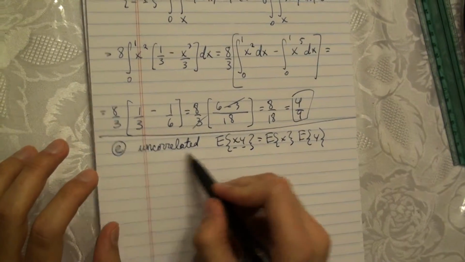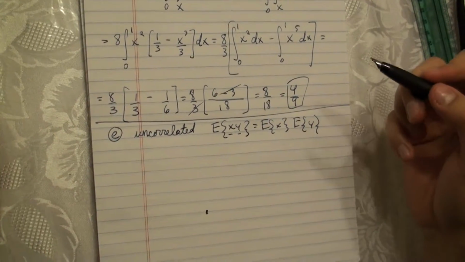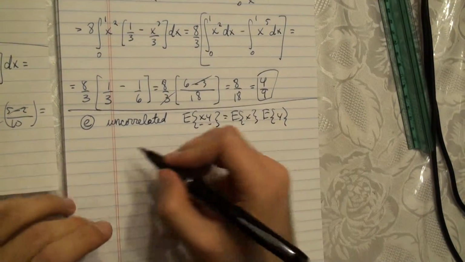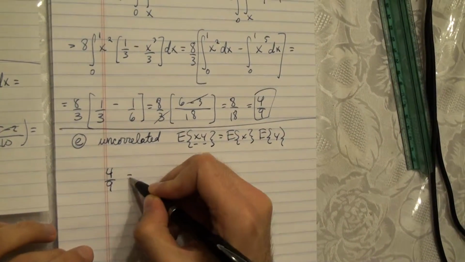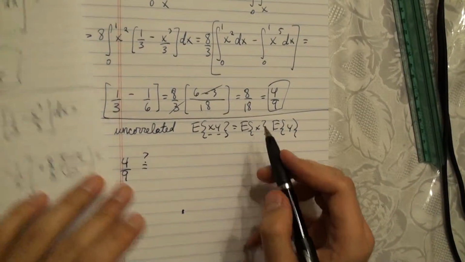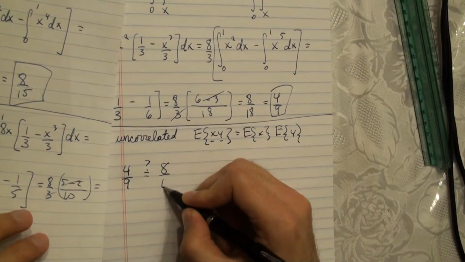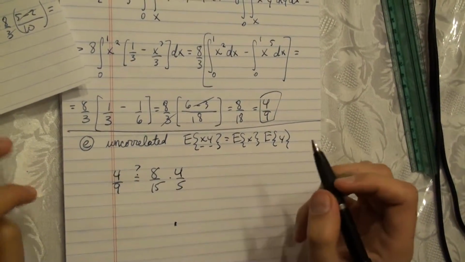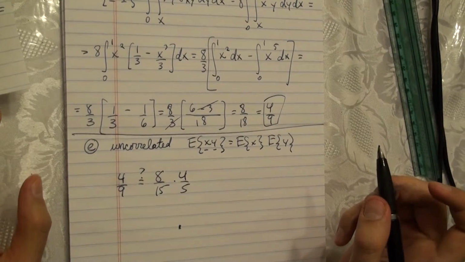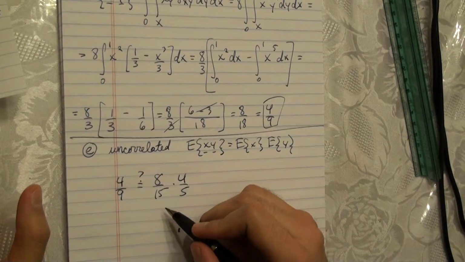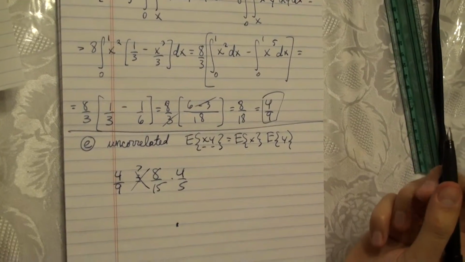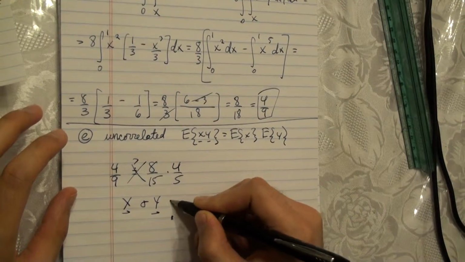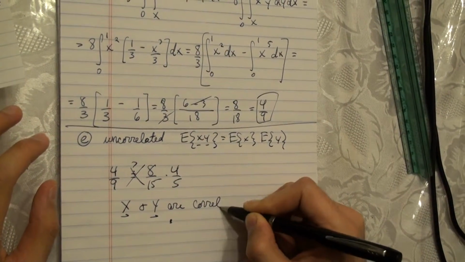So that's for uncorrelated. So now we'll use the numbers that we just calculated to see whether or not this is uncorrelated. So E of xy is just 4 over 9. And we're going to check if that's going to be equal to expected value of x, 8 over 15, times expected value of y, 4 over 5. And we can see that it's not the case. So that means that x and y are in fact correlated.